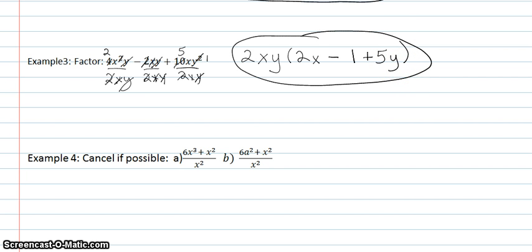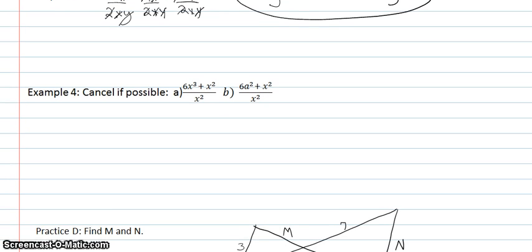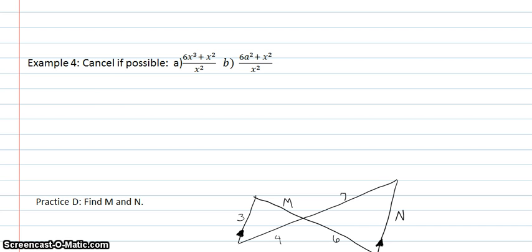Okay, in the next example, example 4, it says to cancel if possible. What you need to keep in mind when you have a binomial over a monomial is that each of these terms has to have whatever we want to cancel out. If all three do not have the term, then we can't cancel it out.